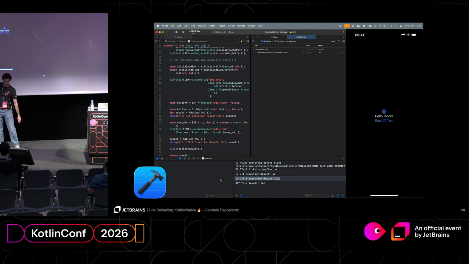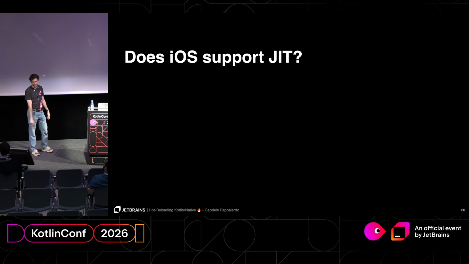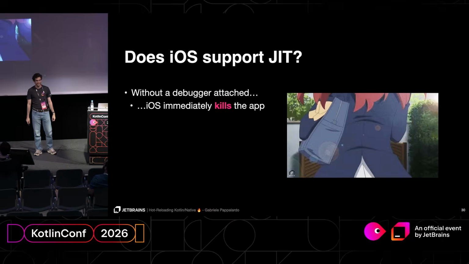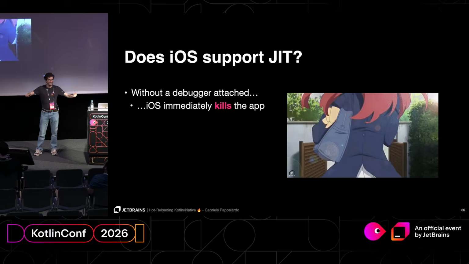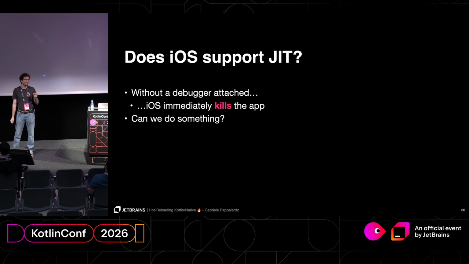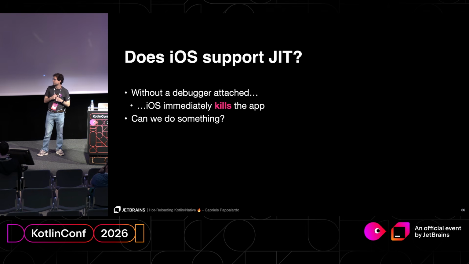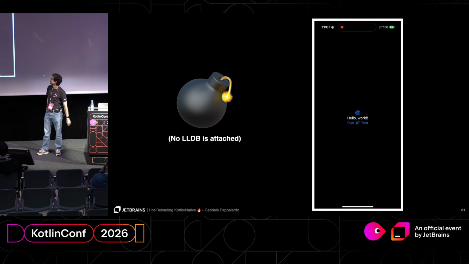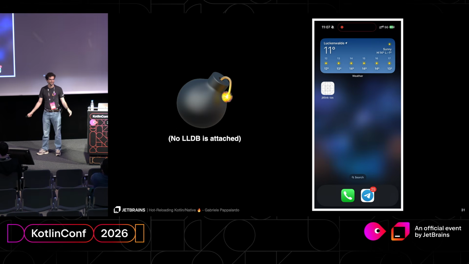The app didn't crash. But if you try to run your just-in-time application on iOS without a debugger, iOS will just immediately kill it without any hesitation. So can we do something about it? Yes, something could be done. Unfortunately, we don't have time to cover this topic, but maybe you can browse online. There are some video game emulators that are able to do that. But then again, this is what happens. You run an application, boom, that's it, done.